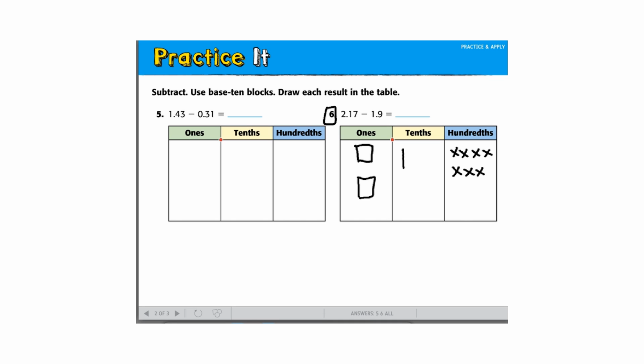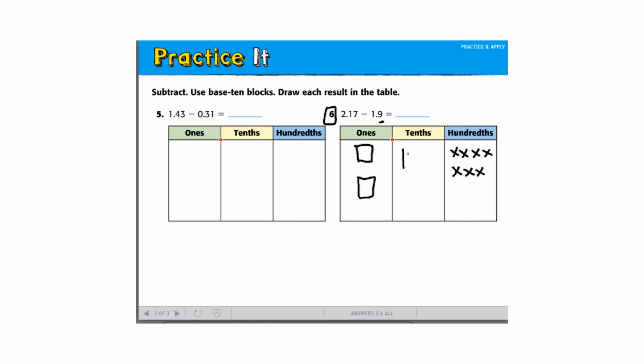So now I'm going to take, remember I have to start all the way to the right. So I'm going to start this time with my tenths. That's the thing you have to remember when you're subtracting. You don't want to start with the big number and subtract like the ones. You want to start all the way to the right, whether it's hundredths or tenths. So in this case, we're talking about tenths.